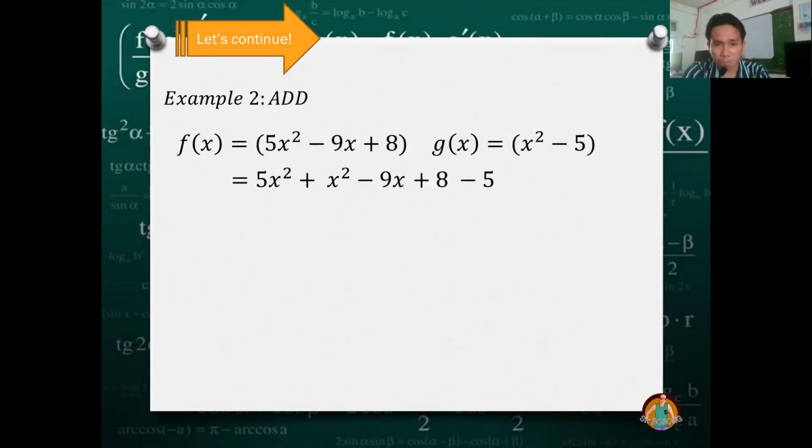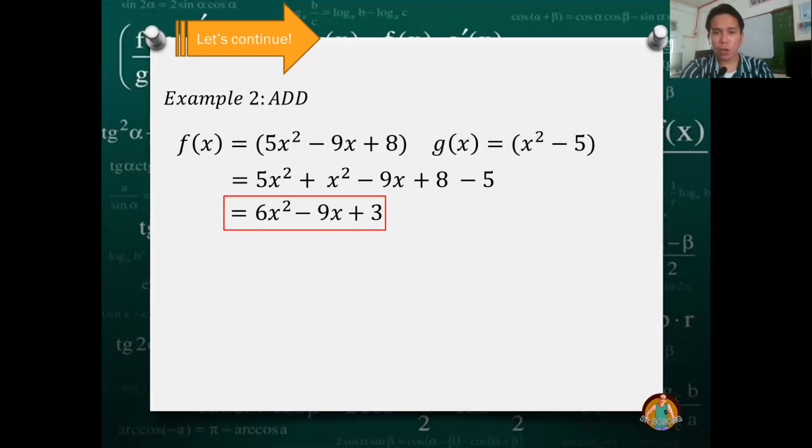Klaro? Sige, next. 5x squared plus x squared will give us 6x squared. Kasi nga may 1 doon sa x squared. So 5 plus 1 is 6. Copy x squared. Okay, next. Negative 9x. So since wala siyang kasama, we'll just copy negative 9x. And positive 8 minus 5 will give us positive 3. Okay, kasi unlike signs, so we are going to subtract and follow the sign of the greater number, which is positive. That's why our final answer will be 6x squared minus 9x plus 3.